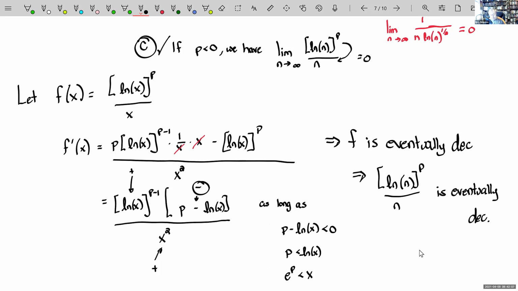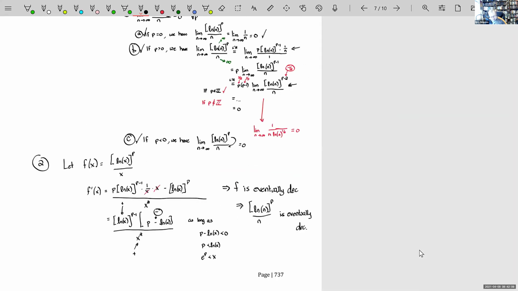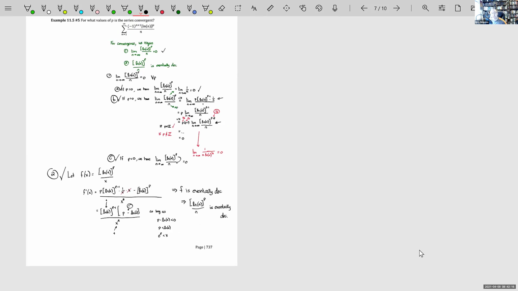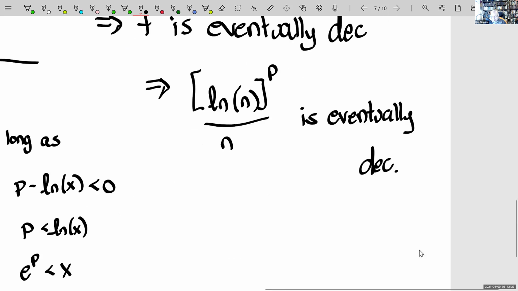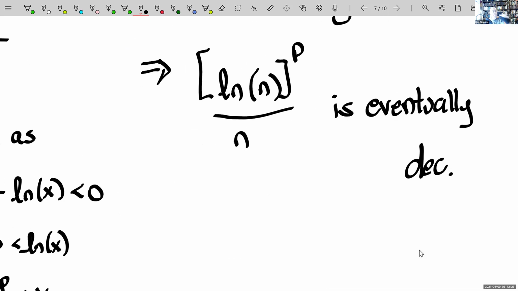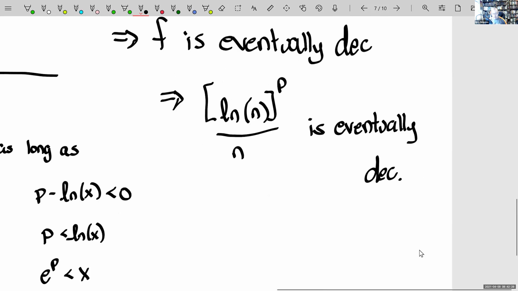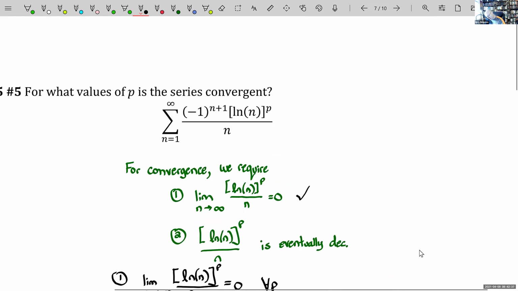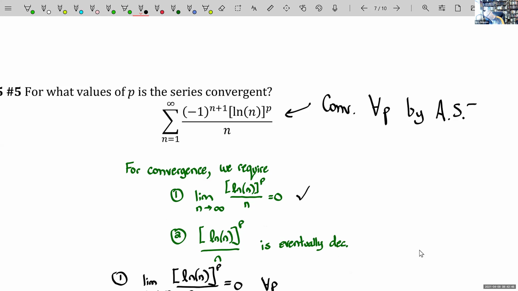So we have proven 2 things here. Put a little check mark here. We've proven that the non-alternating sequence will converge for all values of p, and no matter what the value of p is, the natural log of n to the p power over n will eventually decrease. That is, this alternating series will converge for any value of p. Converges for all p by alternating series test.